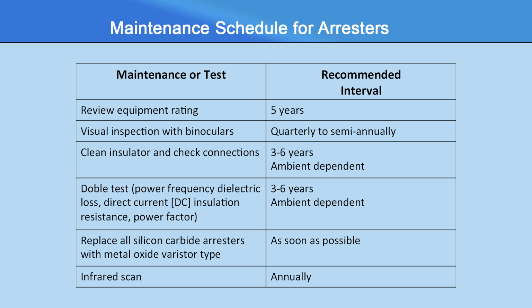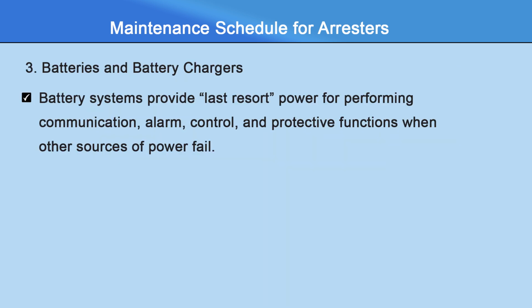Next is to replace all silicon carbide arresters with metal oxide varistor type. This can be done as soon as possible when it is available. Next test is the infrared scan. It is done annually. Next equipment are the batteries and battery chargers.